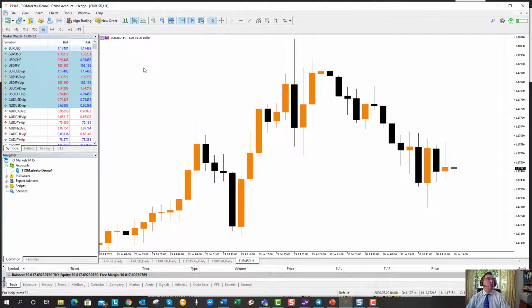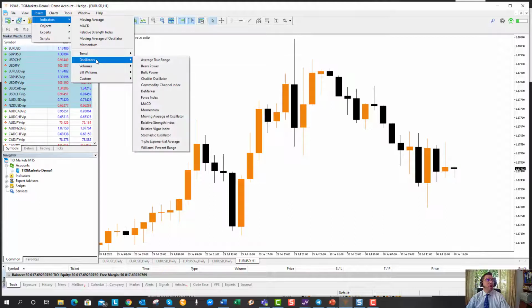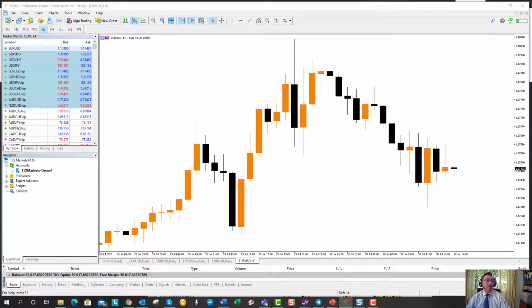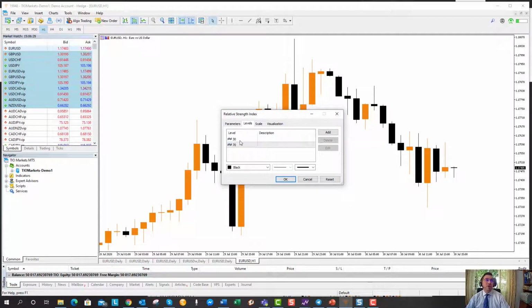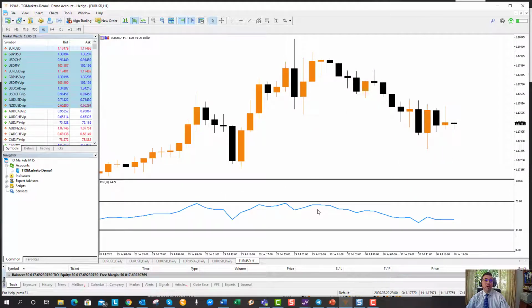Here's a quick demo. When we're in the trading platform, we would go into Insert, Indicators, Oscillators, Relative Strength Index. That will bring up a small window. By default, the levels should be at 30 and 70. Click OK, and then your RSI will populate below the price on your chart.